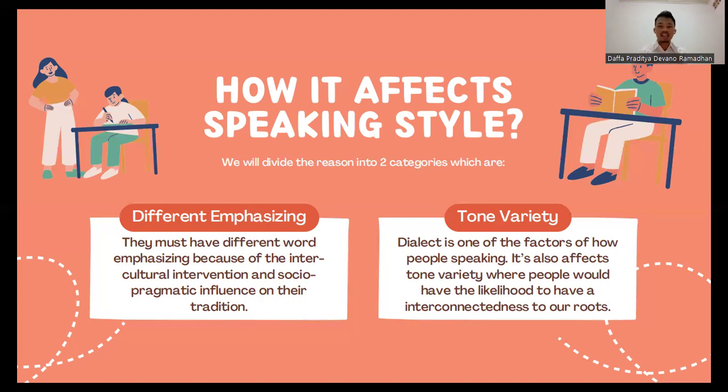And then the second one is tone variety. Dialect is one of the factors of how people speak. It also affects tone variety, where people have the likelihood to be interconnected to their roots. So of course, when you hear Indian, African, Japanese, Chinese, or Filipino people speaking English, it must be different in tone. They have their own tone because there is an interconnectedness with their own cultural roots. So it creates a variety of tone, so you can acknowledge people from the dialects that they have, and it's not something bad, but something good, because we could know the variety of tone in just one single language, which is English.